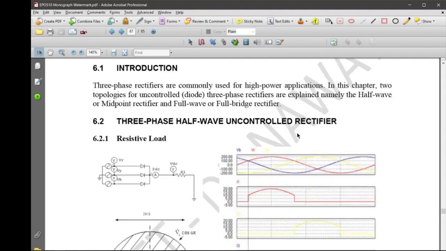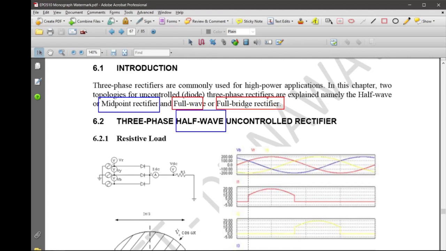Okay, right, so next let's look at the first. We have two circuits to discuss. One is known as the half wave uncontrolled rectifier, also known as a midpoint rectifier. Midpoint or half wave. The other circuit is known as the full wave or full bridge rectifier. We're going to analyze it as we did for single phase, with half wave rectifier and full wave rectifier.